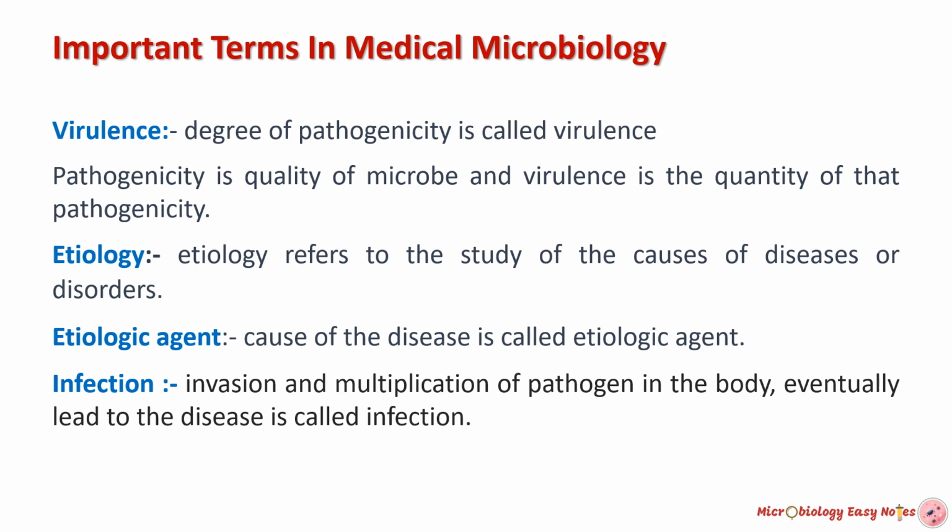Virulence. Degree of pathogenicity is called virulence, or at what extent pathogen can cause disease. Basically, it is disease producing power of pathogen. Pathogenicity is quality of microbe and virulence is the quantity of that pathogenicity.